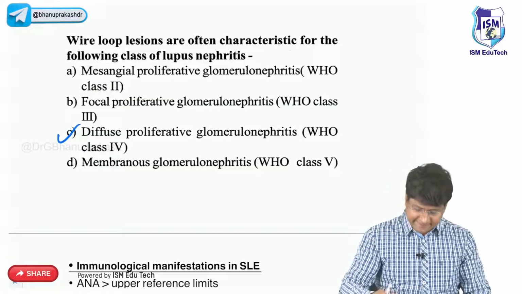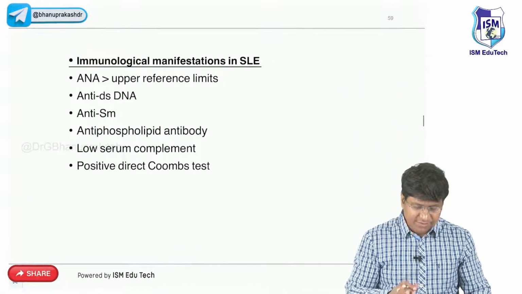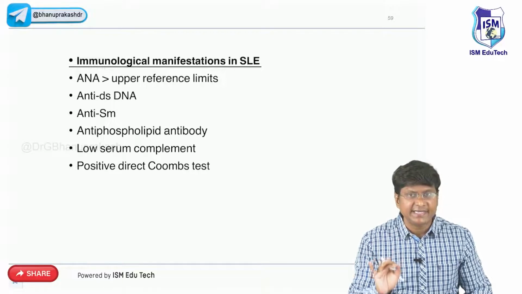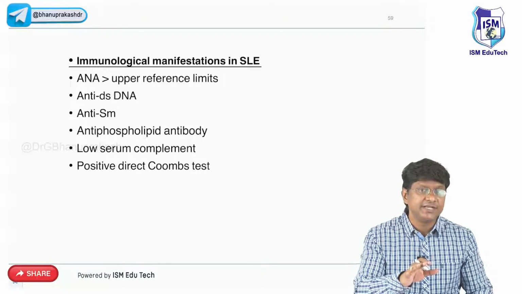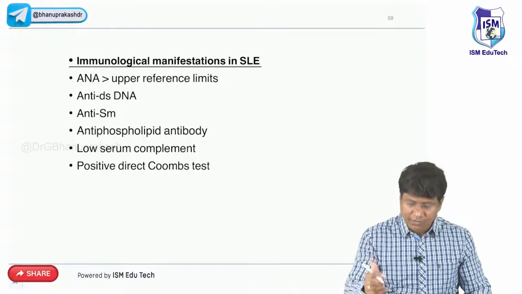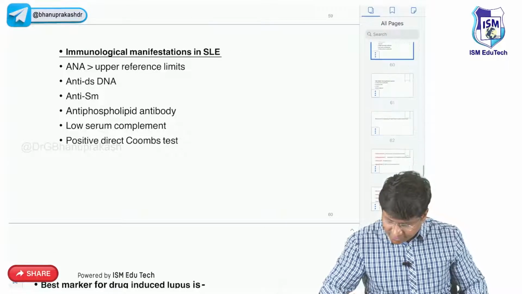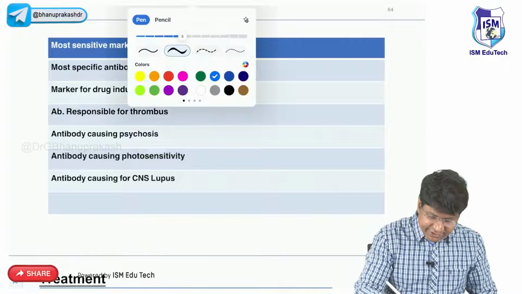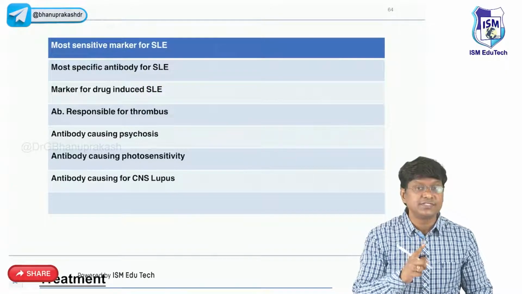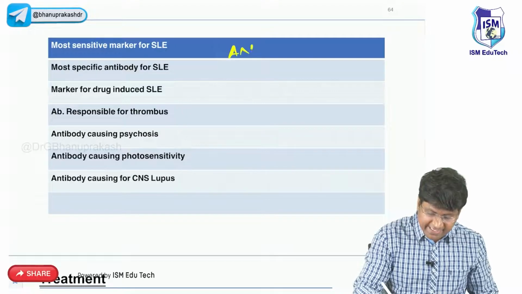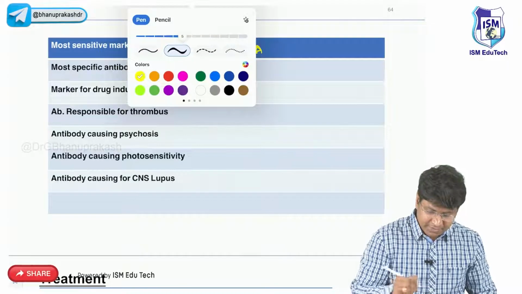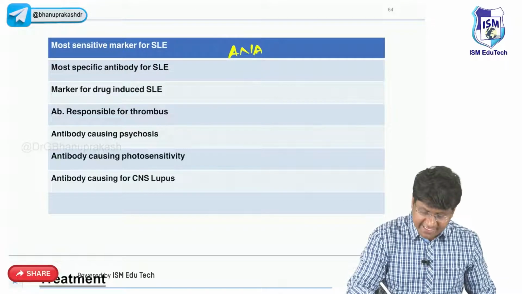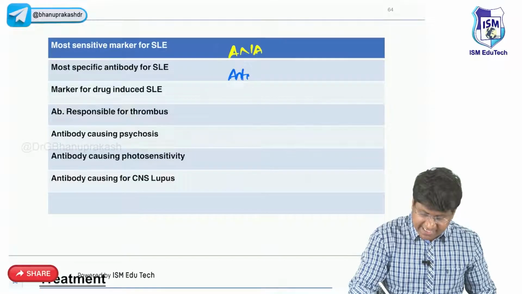Then followed by that, the antibodies. If you take the antibodies, that is a very, very important area in the entire topic of SLE. Now, let me take up the discussion of the antibodies. The most sensitive marker of SLE will be anti-nuclear antibody. Whereas the most specific antibody will be anti-Smith antibody.